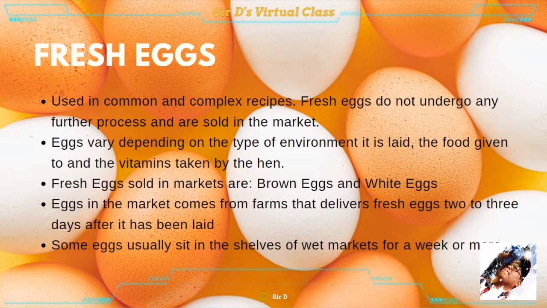Fresh eggs sold in the market are either brown eggs or white eggs. Eggs in the market come from farms that deliver fresh eggs 2 to 3 days after they have been laid. Some eggs usually sit on the shelves of wet markets for a week or more.